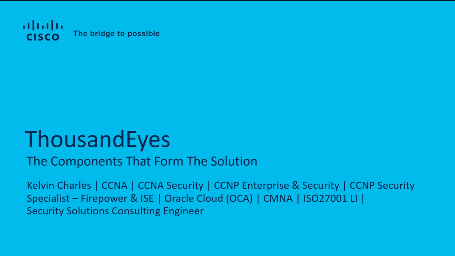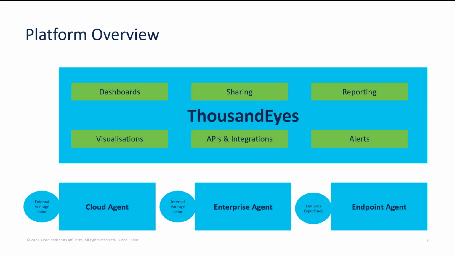This video is going to focus on the components that form the ThousandEyes solution. So, platform overview. We have a number of things that make up the ThousandEyes solution itself. If we start at the bottom, on the left hand side we've got cloud agents. They're deployed and managed by ThousandEyes all around the world and considered to be an external vantage point monitoring important parts of the cloud.